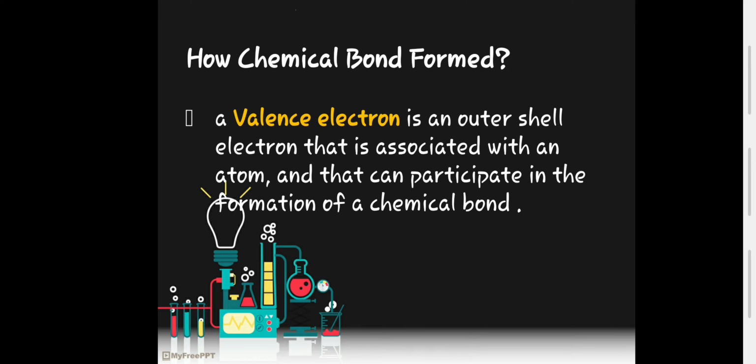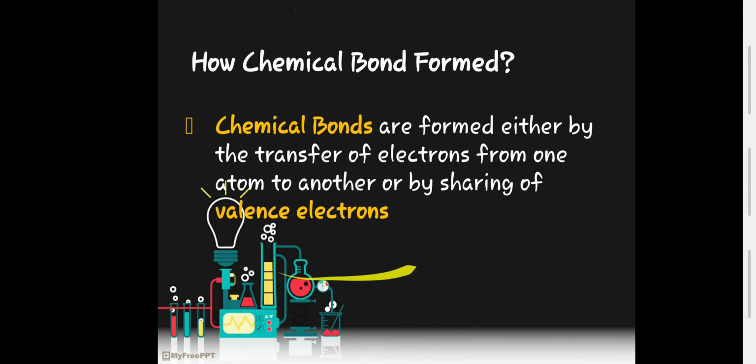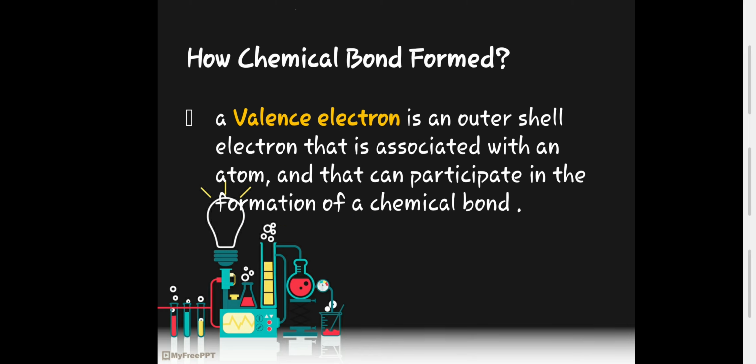It is mentioned that valence electrons are involved. In a shell, you can give and share electrons, or you can share and accept electrons in a certain process, which involves valence electrons. Let's define valence electrons more. Valence electrons are the outer shell electrons associated with an atom that can participate in the formation of a chemical bond. As I said a while ago, this is how you can share and accept electrons.